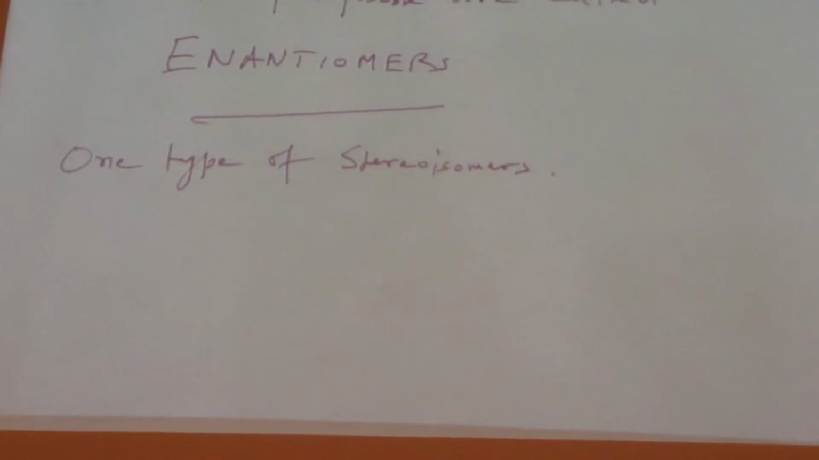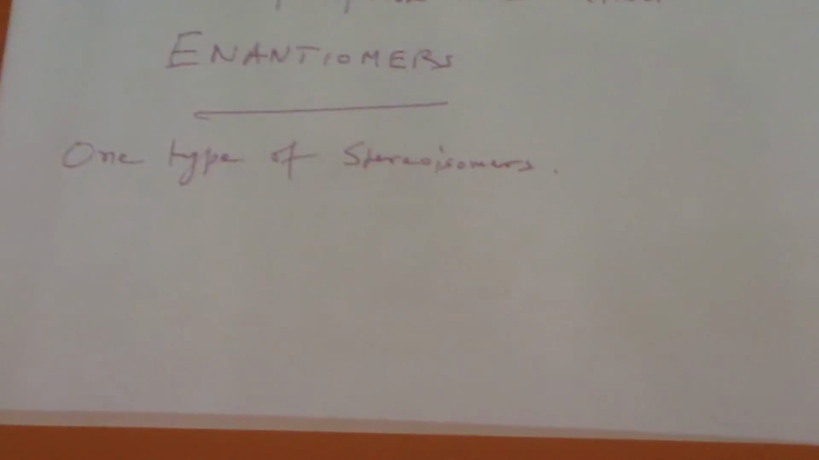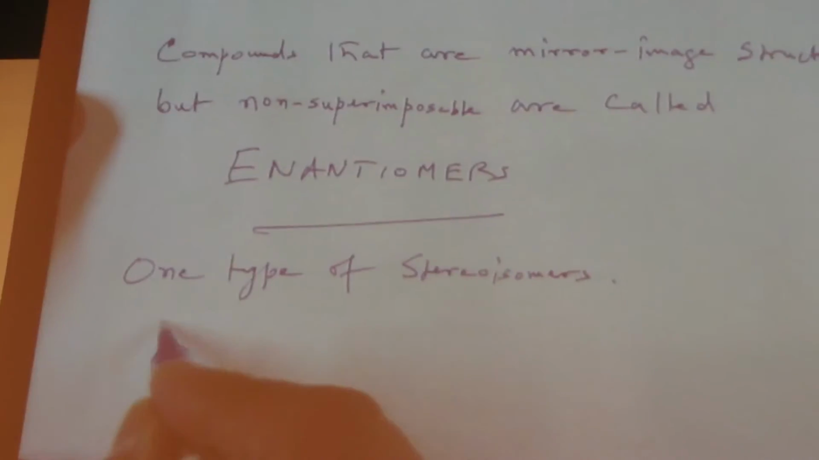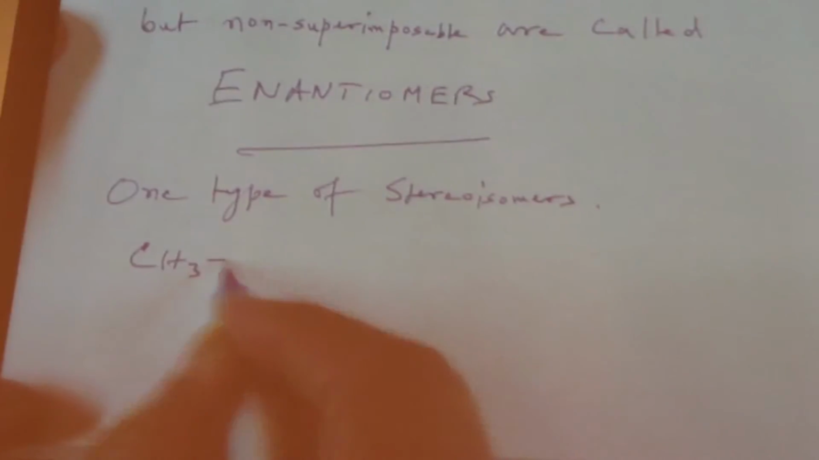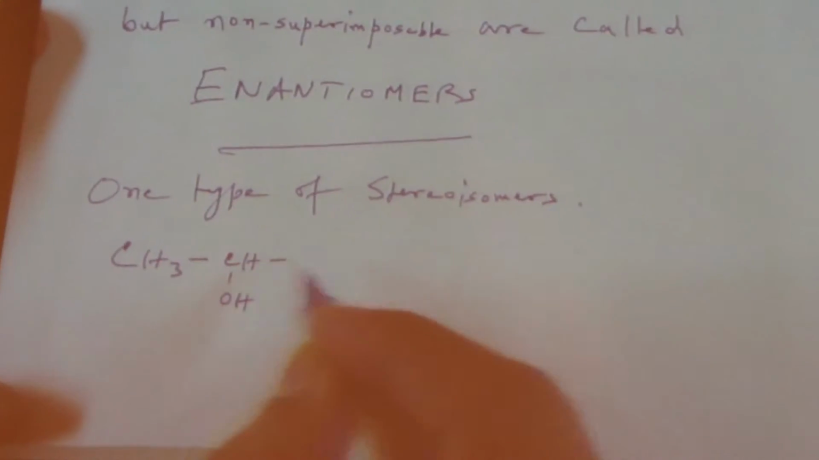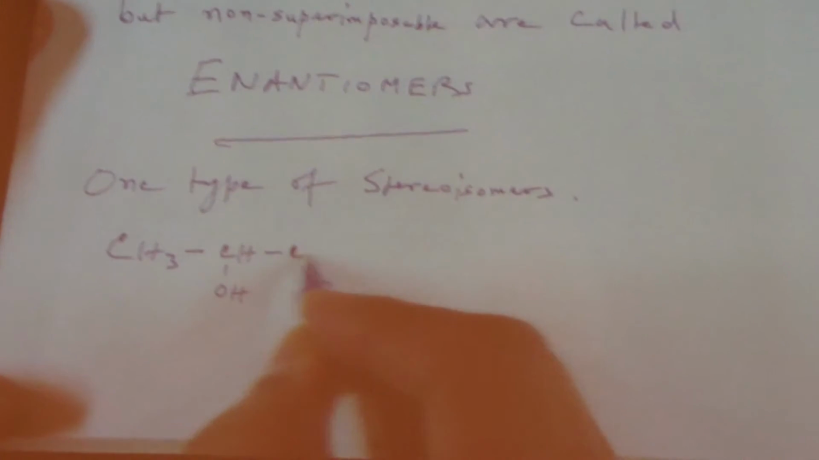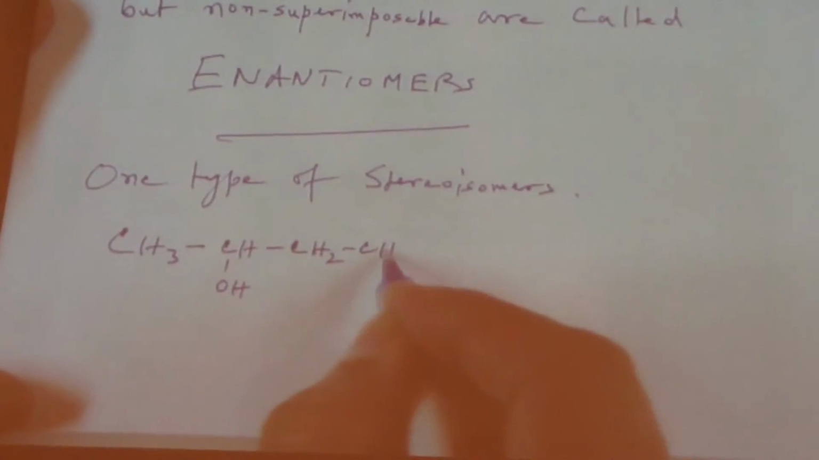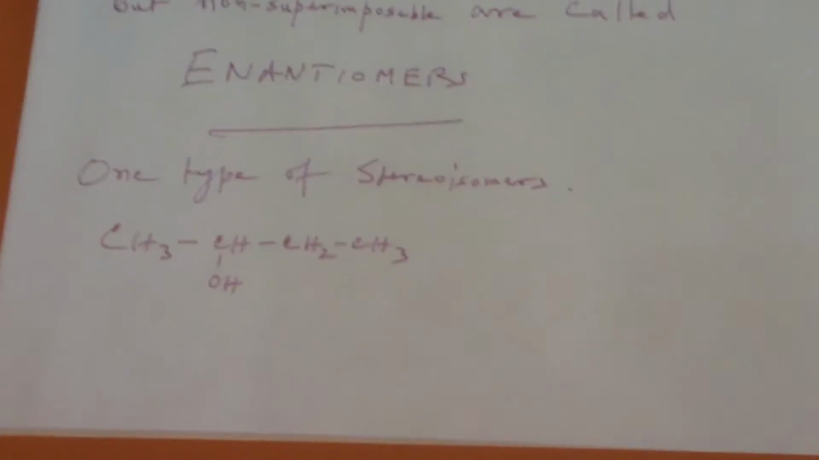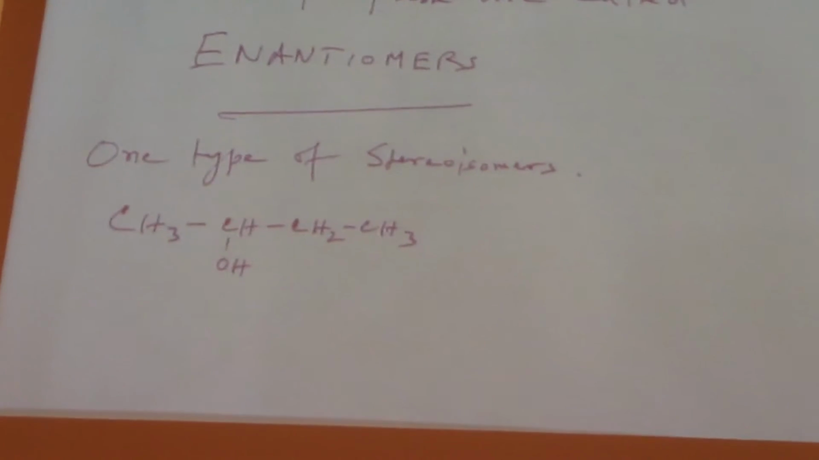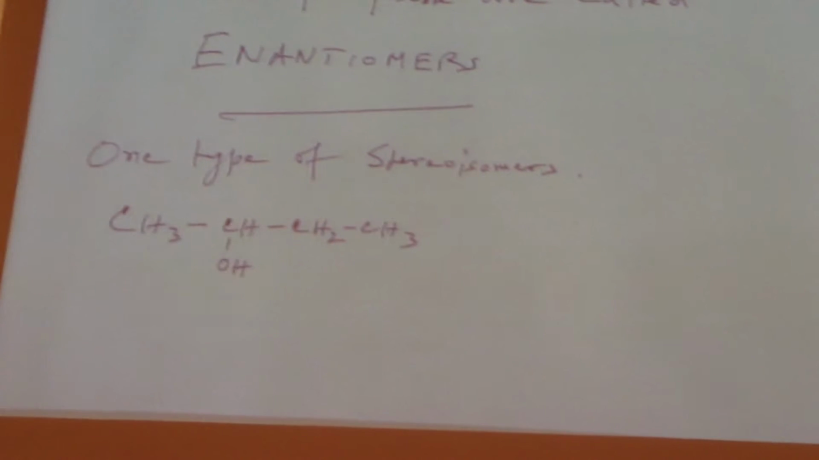So what kind of compound are they? To give you an example, let's start with a very simple molecule. Let's say 2-butanol. In 2-butanol, we have actually 4 different carbons.